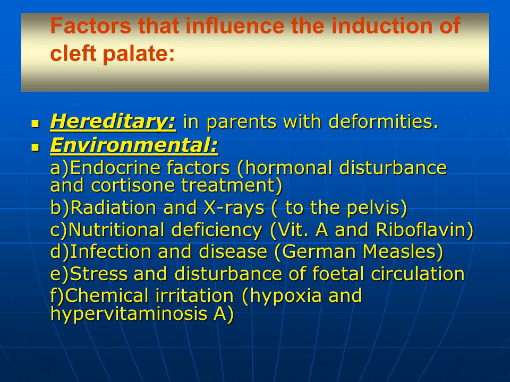This includes endocrine factors like hormonal disturbance and cortisone treatment, radiation and X-ray, especially to the pelvic region, nutritional deficiency like vitamin E deficiency and riboflavin, which is B2, infection and disease, especially German measles. In case of German measles, we have to do an intended abortion because the child will be born with multiple deformities.